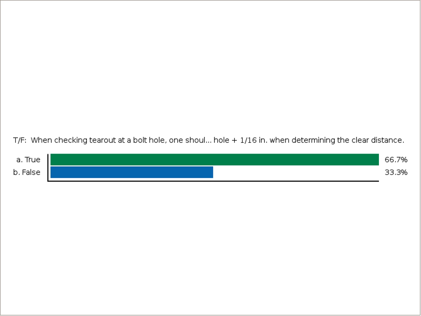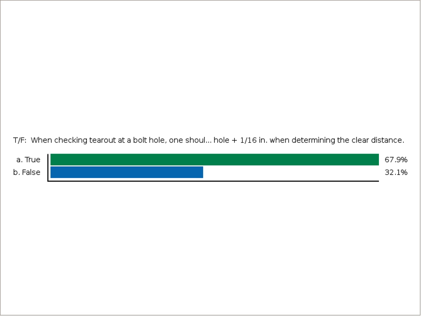All right, again, that statement is, when checking tear out at a bolt hole, one should use the nominal diameter of the bolt hole plus a 1/16 inch when determining the clear distance. It looks like most of the answers are in, so we're going to go ahead and close the poll. Now, Brad, about 2/3 of the audience thinks that answer is true, and about 1/3 thinks that it is false. Who got it right?